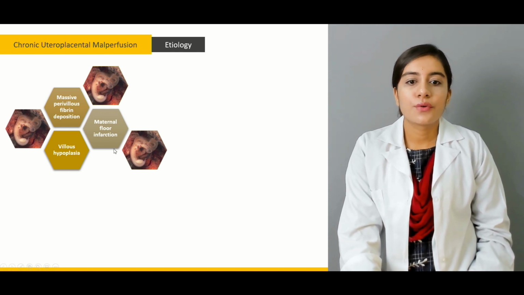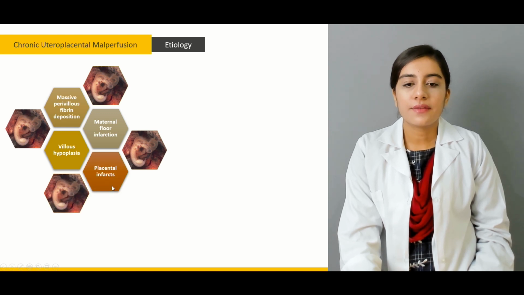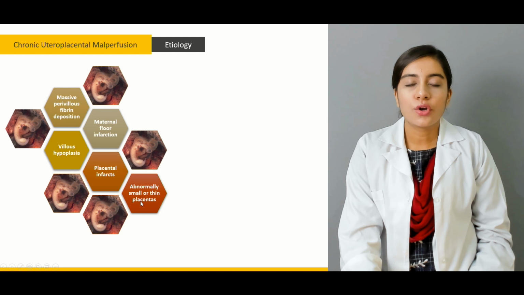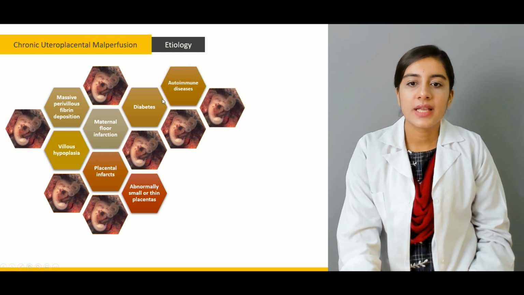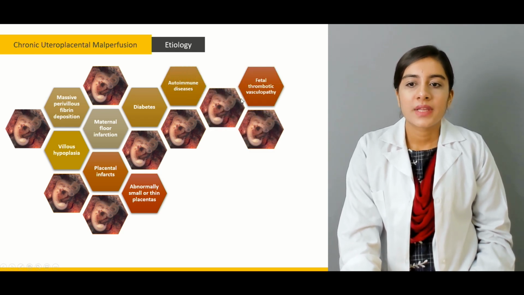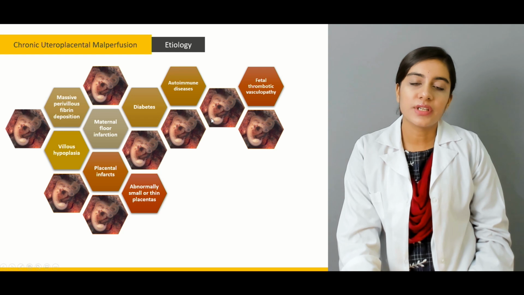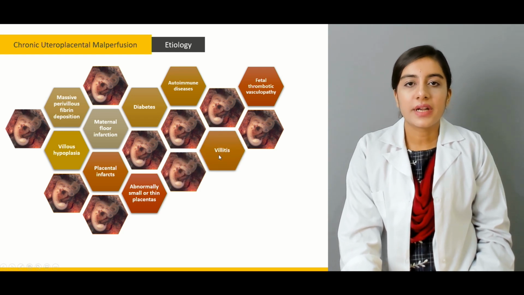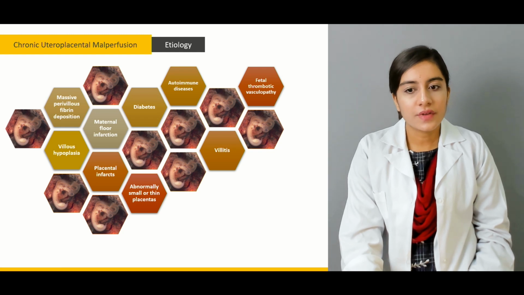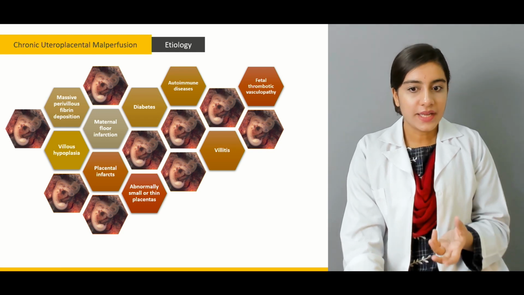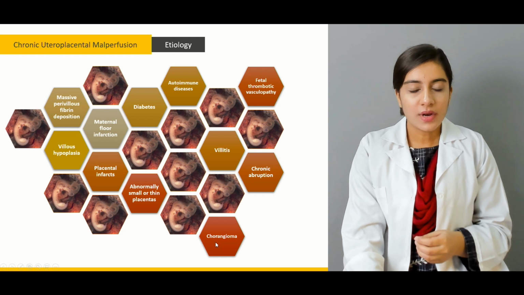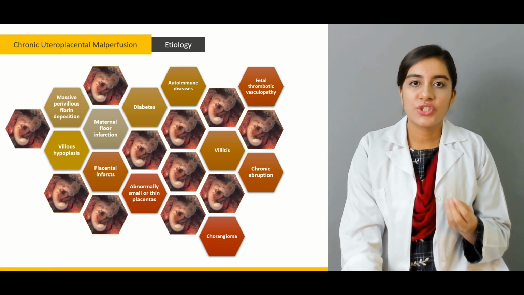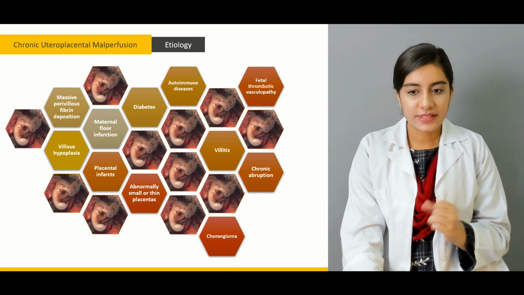Then we have maternal floor infarction, placental infarcts, abnormally small or thin placentas, diabetes, that is gestational diabetes, autoimmune diseases, and fetal thrombotic vasculopathy. We have discussed this disease in the beginning of this lecture. Then we have villitis, that is infectious or non-infectious inflammation of the villi. Then we have chronic abruption, and chorangioma. We will discuss chorangioma in detail later in this lecture.